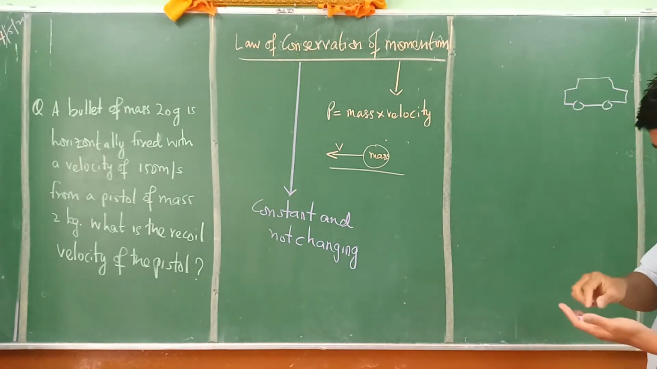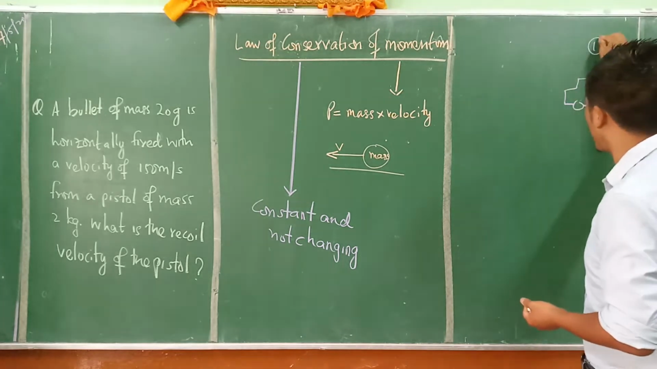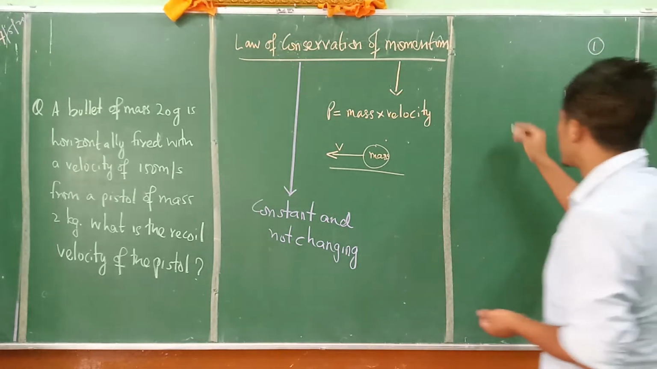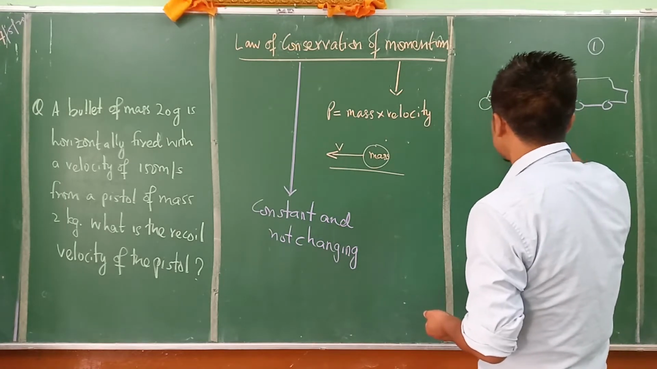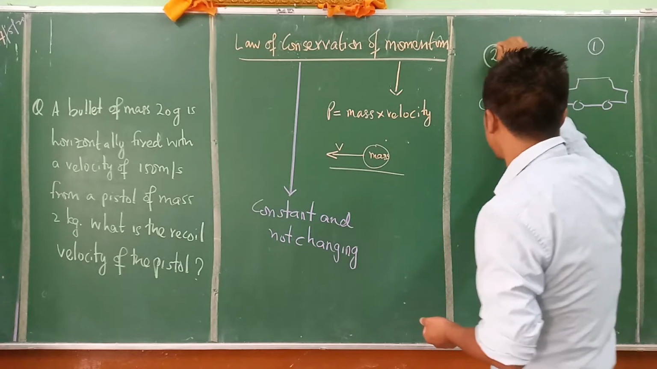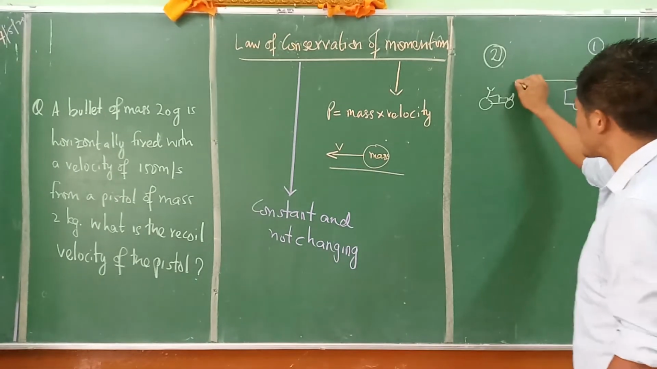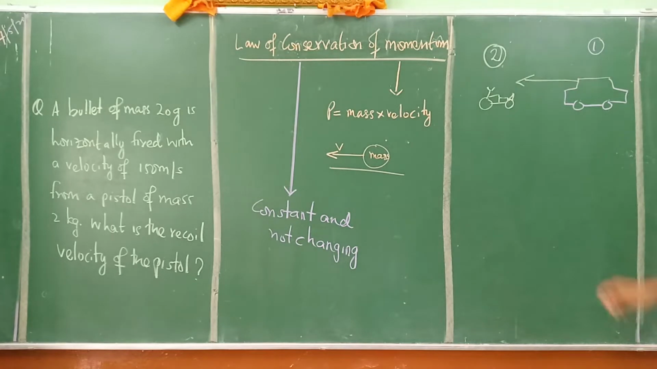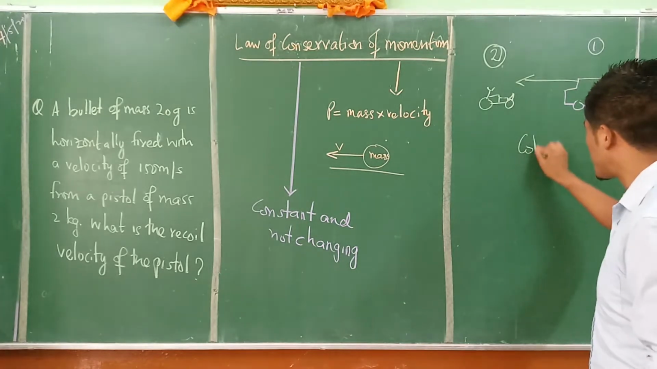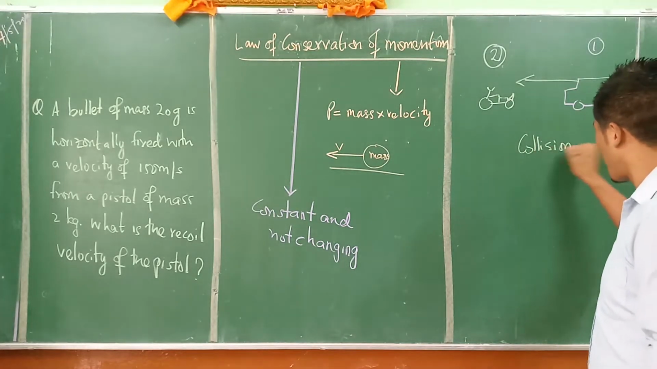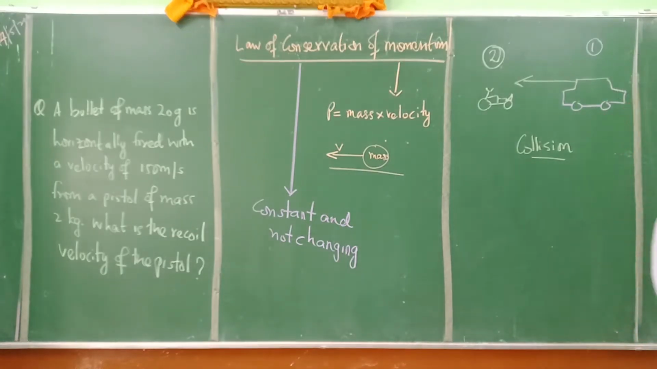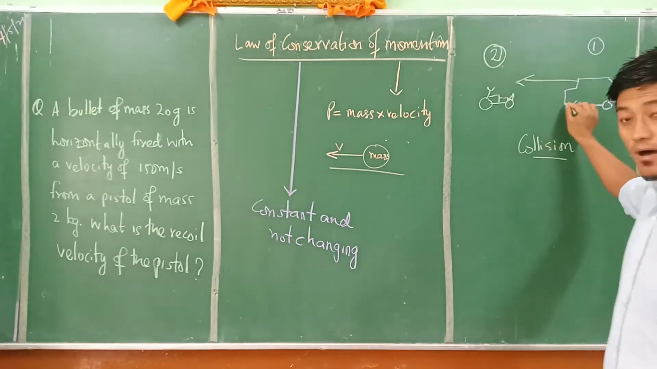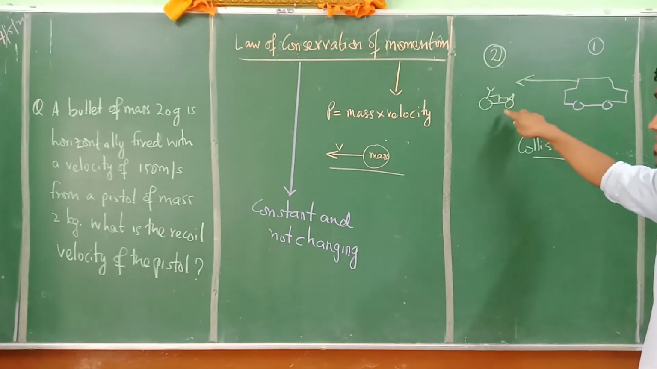There is a car, let's say this is number 1, and there is another small vehicle, a bike, which is at rest, and this is number 2. Now this car is moving in this direction, and I'm going to use a word called collision. Collision means banging into each other. So now this car is going to collide with the bike.